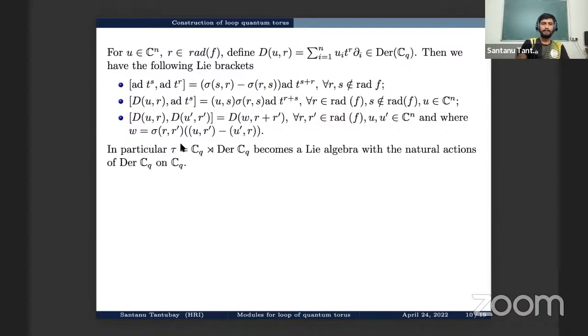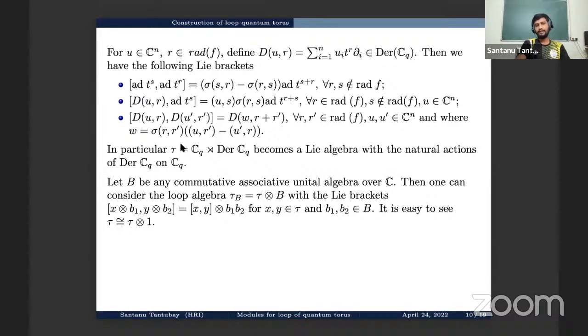In particular, if we take CQ semidirect sum del CQ, this will become a Lie algebra with the natural action of del CQ on CQ, and the action is just ad t^s acting on t^r is sigma(s,r) minus sigma(r,s) times t^(s+r), and D(u,r) acting on t^s is just the inner product (u,s) sigma(r,s) t^(r+s). So using these actions, we can see that CQ semidirect sum del CQ will become a Lie algebra.